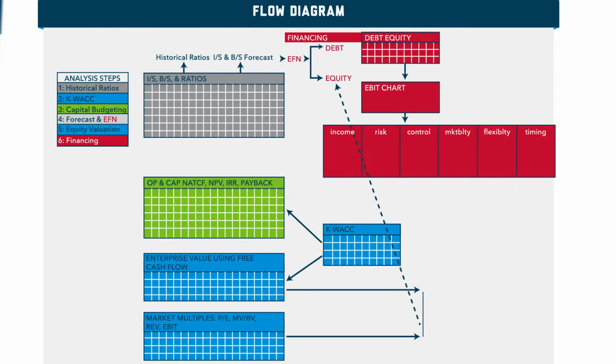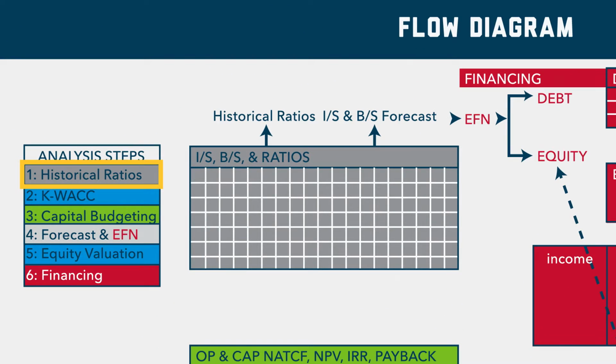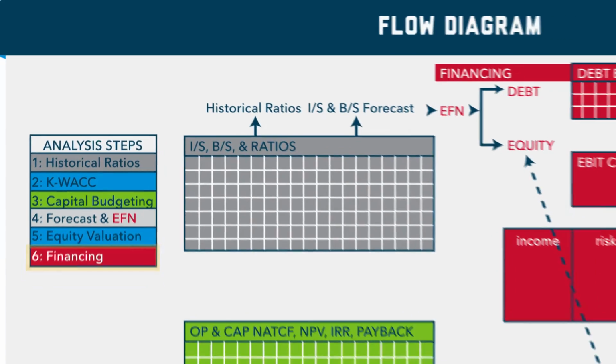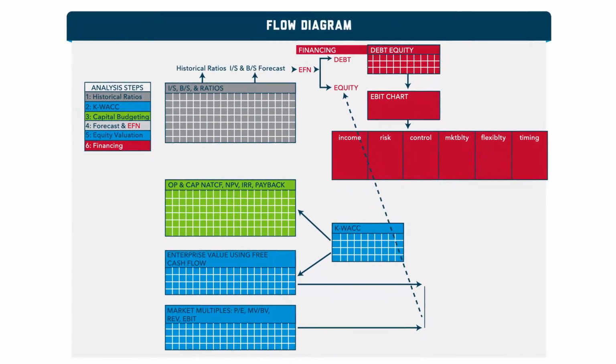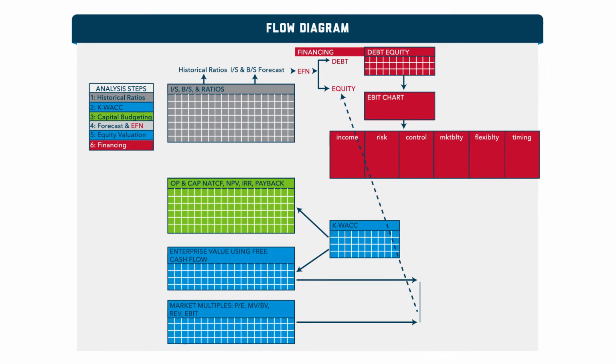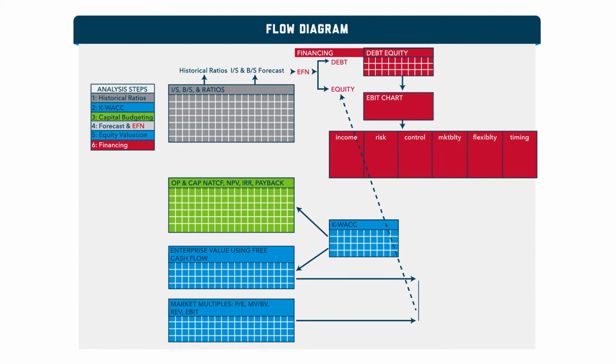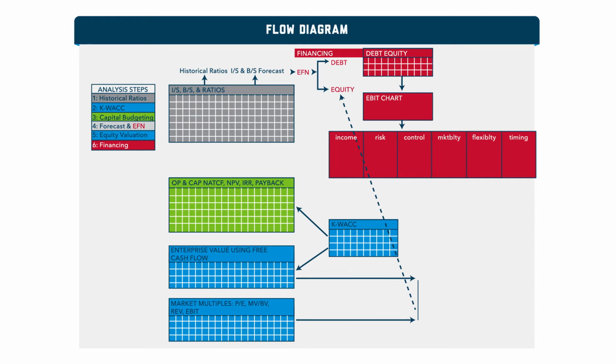The left side of the flow diagram lists historical ratios in gray, KWAC in blue, capital budgeting in green, forecast and EFN, external financing needed, in gray and red, equity valuation in blue, financing in red. There are 6 points and 5 elements in the diagram. Each element represents an Excel spreadsheet model. You will learn to use each model and to understand the strengths and weaknesses.